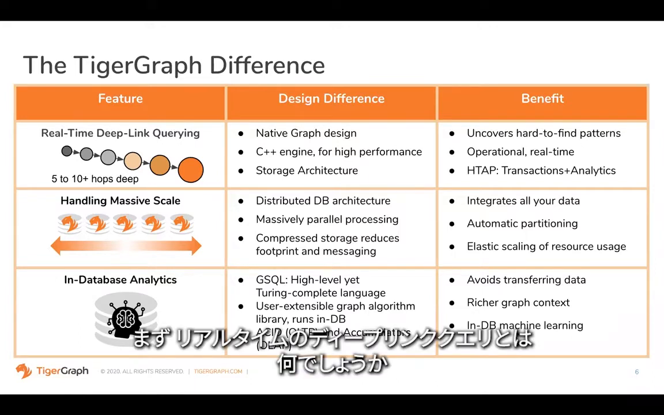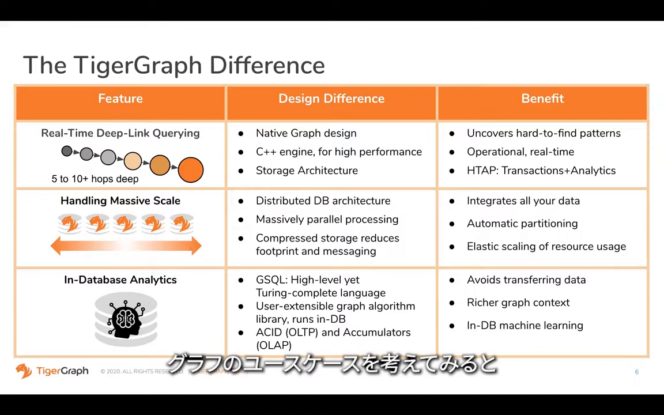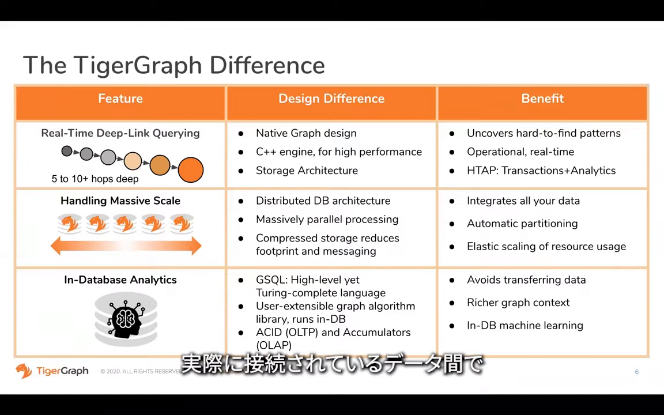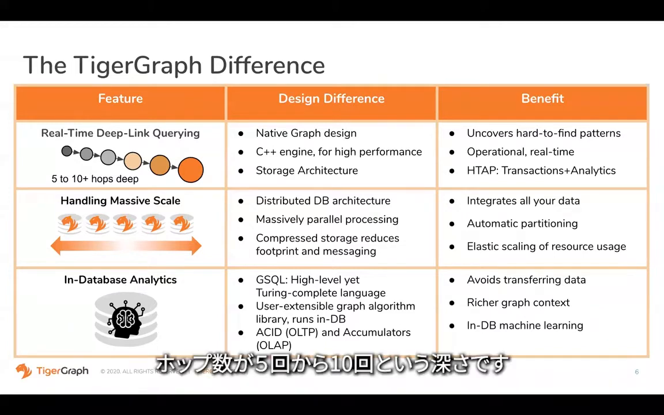First, real-time deep link querying. What does it mean? It means the ability to perform analysis on deeply connected data. Because if you think about the use cases that you have with graph, we're typically dealing with really connected data, where analysis can lead to connected data multiple hops, from 5 to 10 hops.